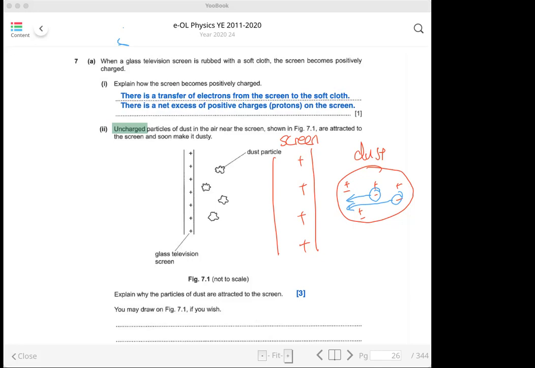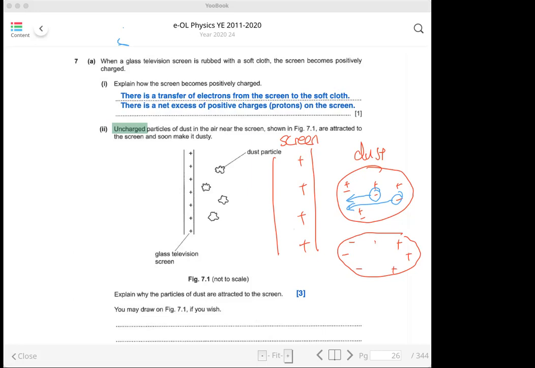Okay, so what happened here is this, your dust, when it's near the screen, on the left side there'll be a bit of negative. On the right side, it'll be slightly positive. So it's still neutral. Then why would the dust move to the left? It's still neutral. Plus and minus will attract, plus and plus will repel, so it shouldn't move to the screen. But why, even though some of the electrons move to the left, does it still move to the screen? What is the reason? Can you all please explain?